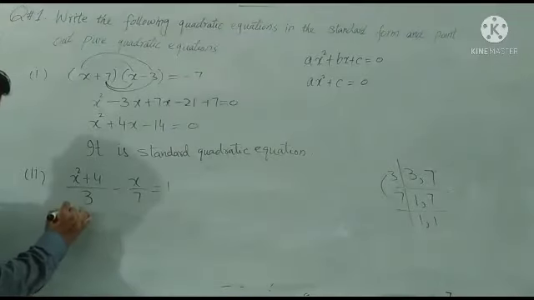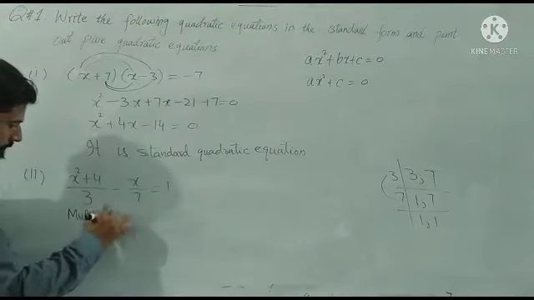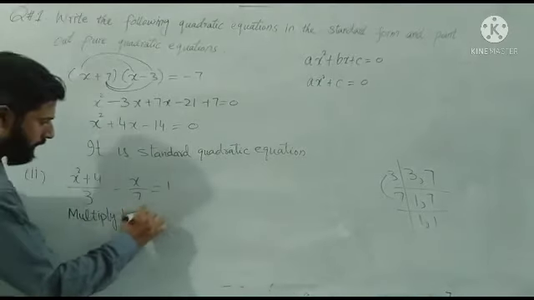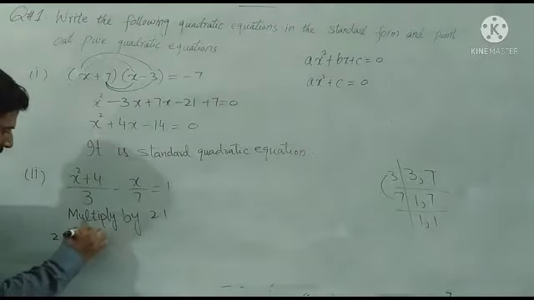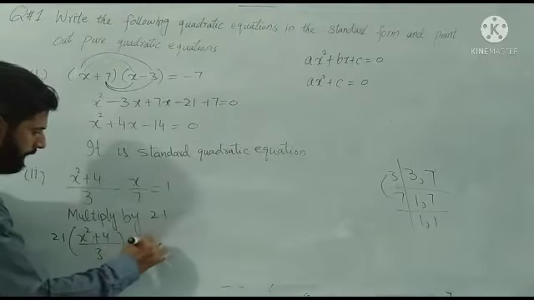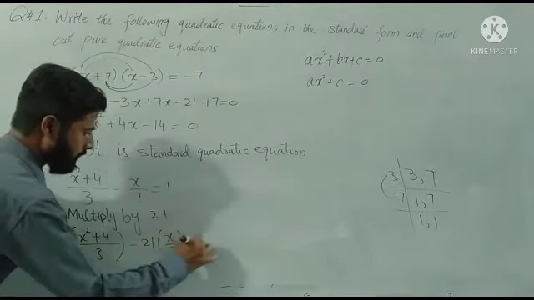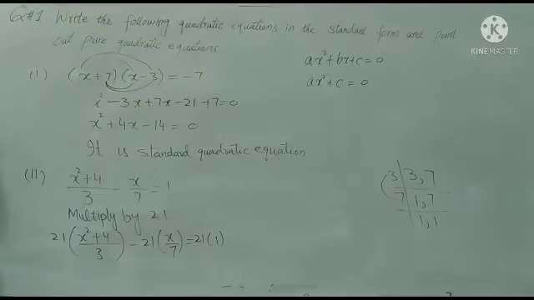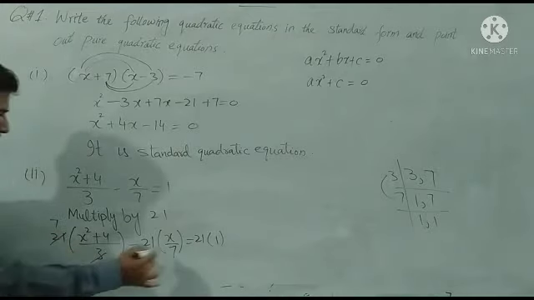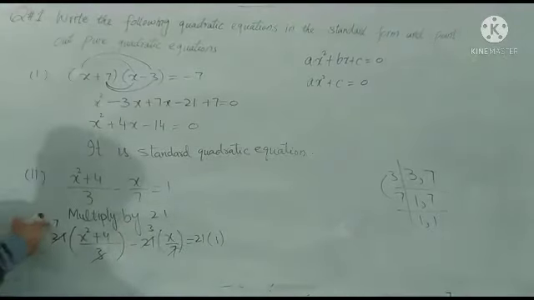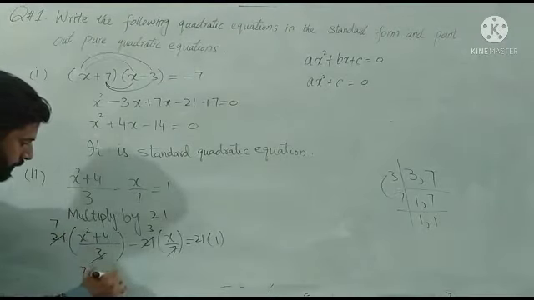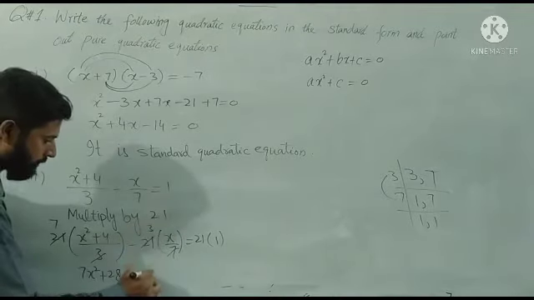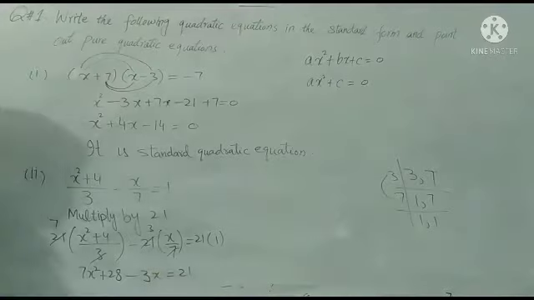So we will write here, multiply by 21. The whole equation will be multiplied by 21. So it is 21 multiplied by x squared plus 4 over 3, minus 21 multiplied by x over 7, is equal to 21 multiplied by 1. The main purpose of this multiplication is to finish the fraction. So 3 sevens are 21, 7 threes are 21. Now this 7 will multiply with both values. It will become 7x squared plus 7 fours are 28, minus 3 ones are 3x, is equal to 21.